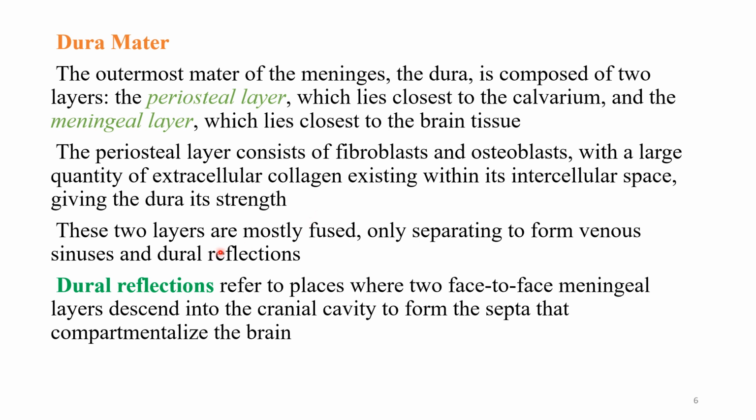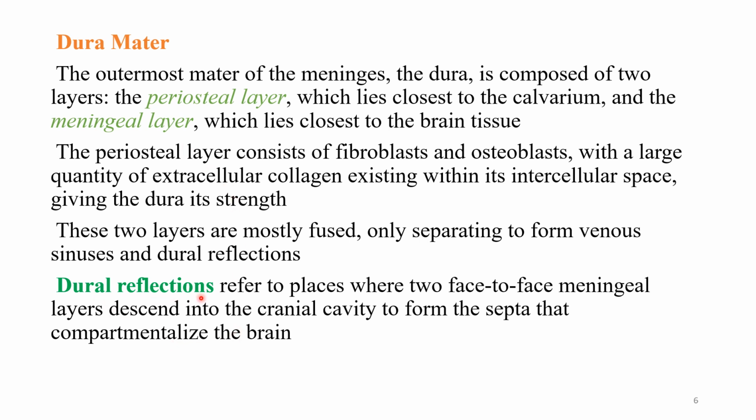These two layers are mostly fused, and are separated only at venous sinuses and dural reflections. So only at the places of venous sinuses, that is veins, and dural reflections are they separated. So the two layers of the dura: the outer one is the periosteal layer, and the inner one is the meningeal layer.